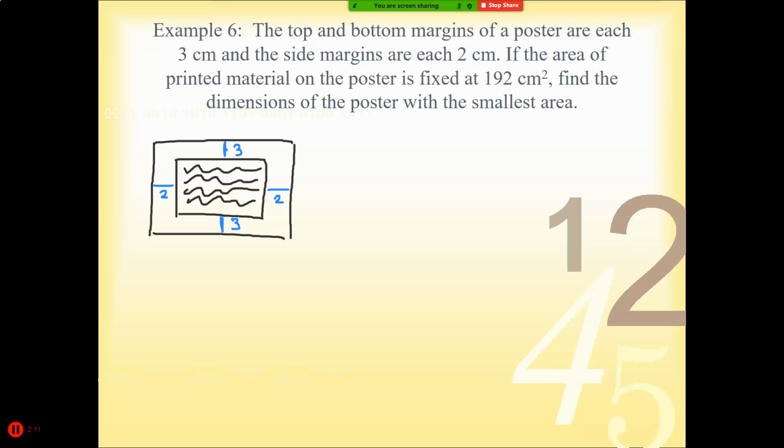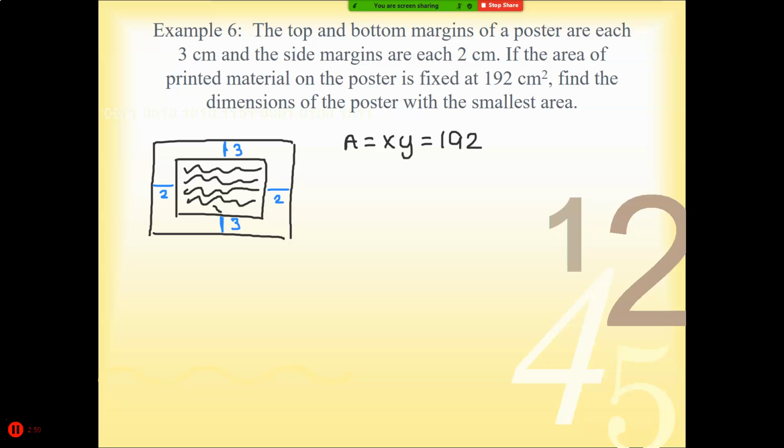So that 3 and 2 don't represent the height of the poster paper, they represent the length or distance of the margins from the printed area. And then it says if the area of printed material on the poster is fixed, so area is fixed and it is fixed at 192 centimeters. So that means the area of the black printed region could be represented by x times y and has to equal 192.